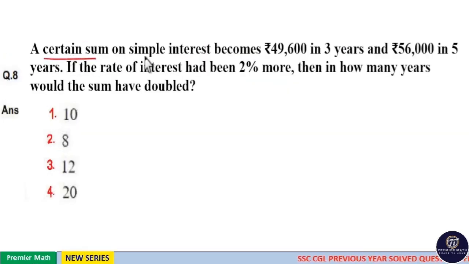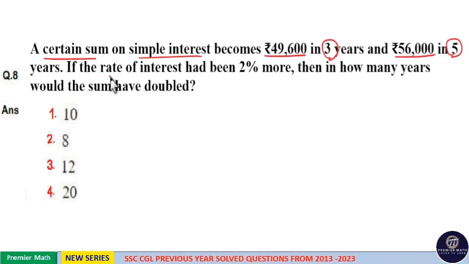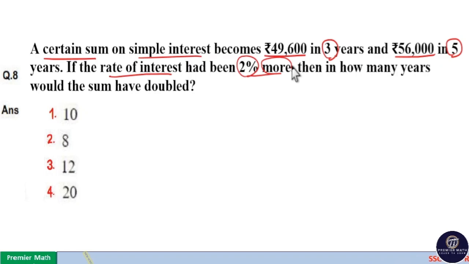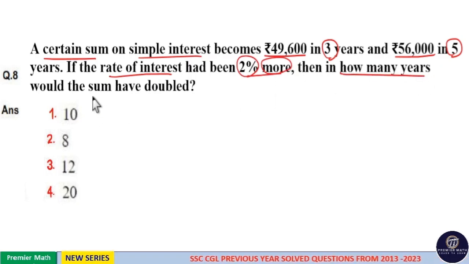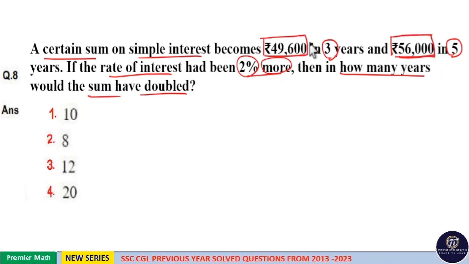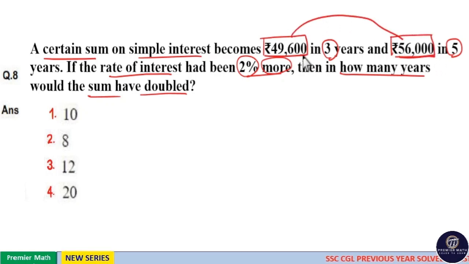A certain amount, at simple interest, becomes 49,600 in 3 years and 56,000 in 5 years. If the rate of interest had been 2% more, in how many years would the sum have doubled? Here the difference between this 3-year sum and 5-year sum is equal to 6,400. And the 6,400 is generated in 5 minus 3, 2 years.